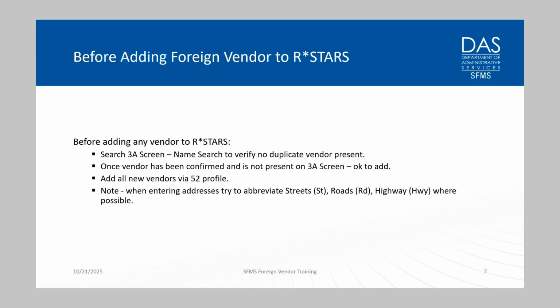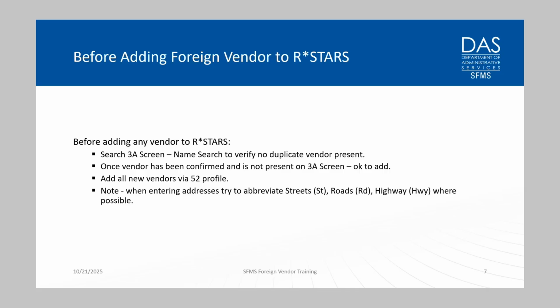The last thing you do before adding a foreign vendor to RStars. So you've determined they're a foreign vendor, you've researched that, you've determined that you have the right W-8 in your hot little hand signed by the vendor. You need to go to the 3A screen and do a name search to verify that there are no duplicate vendors present. So nobody with that name or any of that coding. Once a vendor has been confirmed as not present on the 3A, it's okay to add.